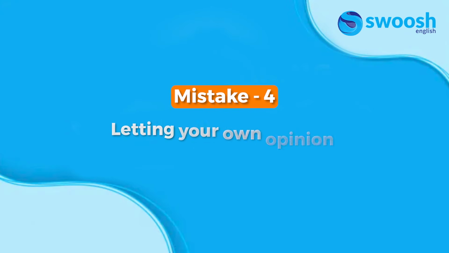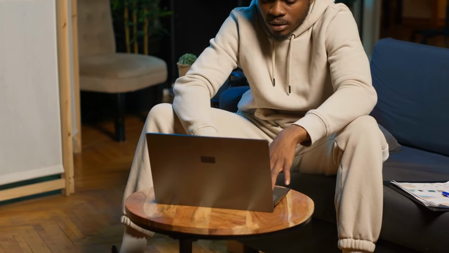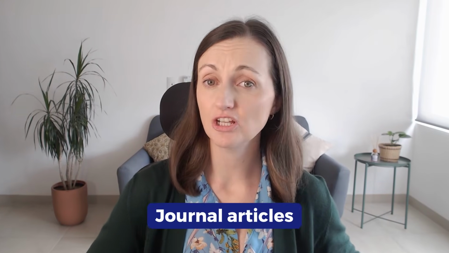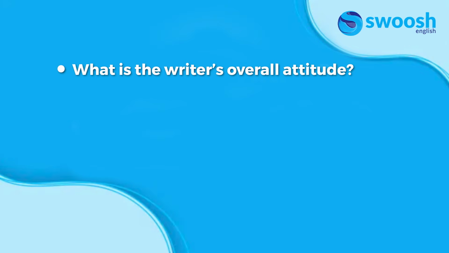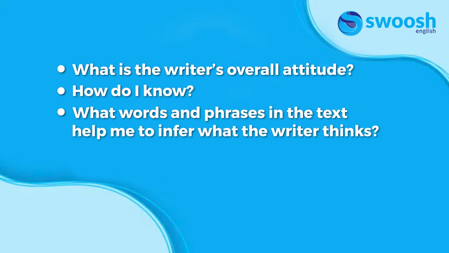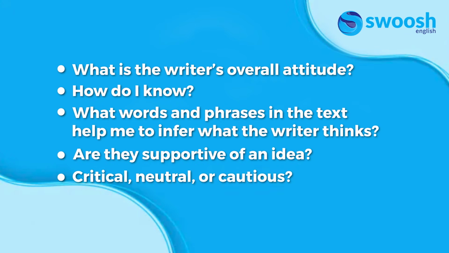The final mistake is letting your own opinion influence your answer. Remember, you're looking to see what the writer thinks, you're not using your own ideas to answer this. So how can you practice this important skill? Well, a great way to practice is to look at different medical texts like journal articles, read through them, and then ask yourself, what is the writer's overall attitude? How do I know? What words and phrases in the text help me to infer what the writer thinks? Are they supportive of an idea, critical, neutral, or cautious? Then you can move on to real OET practice papers and look at answering the questions for yourself.